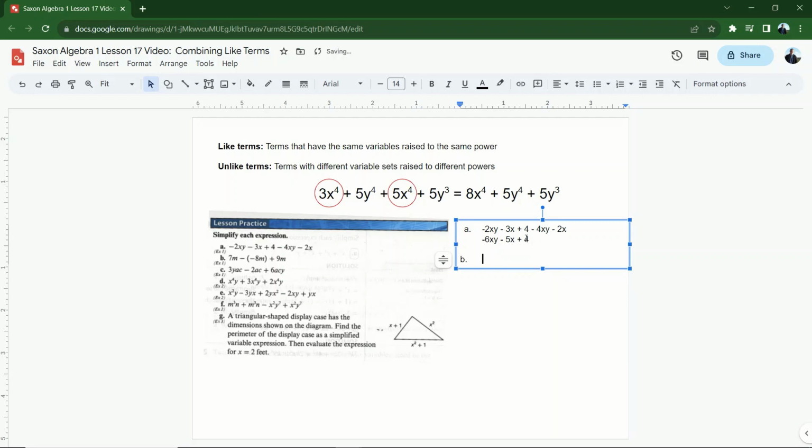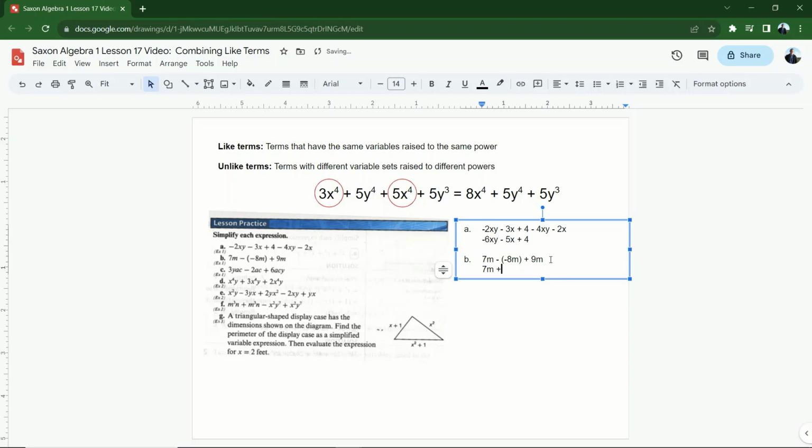In letter B, I have negative 7m. No, I'm sorry, positive 7m. Well, that would have been a big mistake. Minus the opposite of 8m plus 9m. Now, whenever I have a minus the opposite of something, that's confusing. I don't want a confusing value, especially these negatives in here, because I know those negatives are just going to throw me off. So I'm just going to remember that subtracting is adding the opposite.